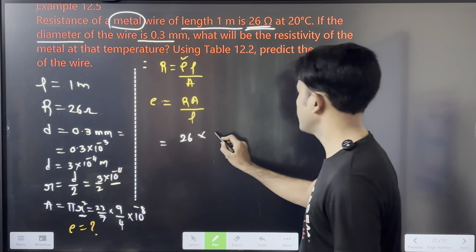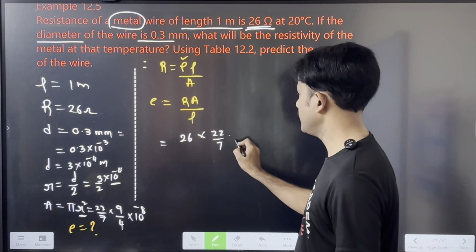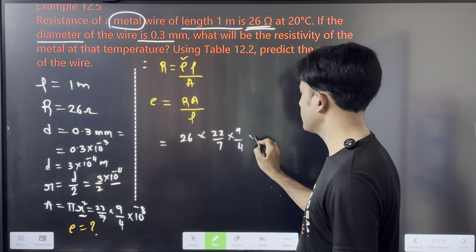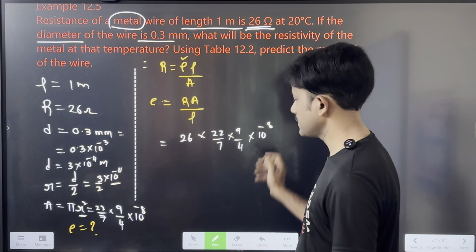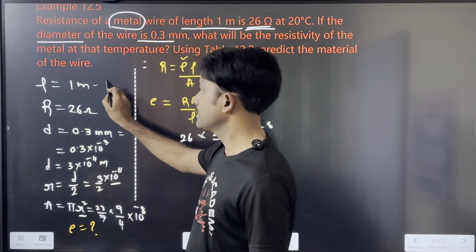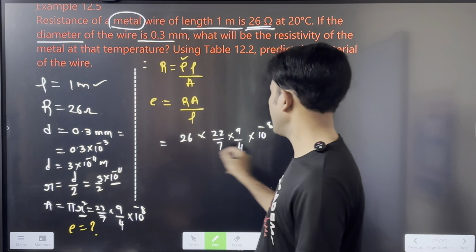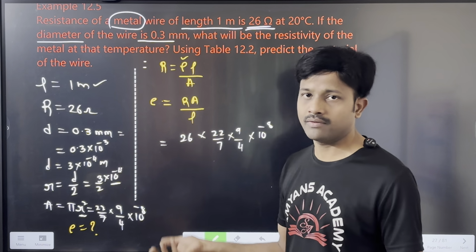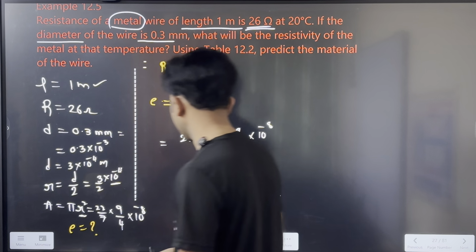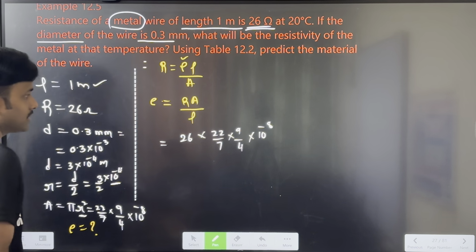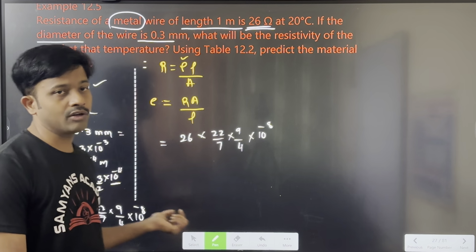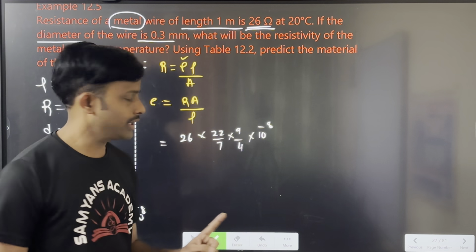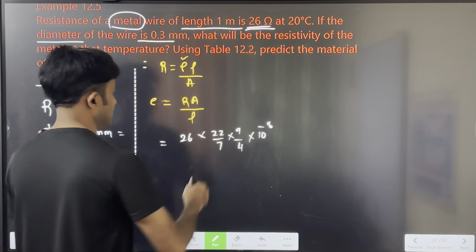That is 22 by 7 into 9 by 4 into 10 to the power of minus 8, and the length of the wire is 1 meter. So by 1, no need to take, by 1 is the same value, it will come. So when you do this you will get one value, and this value is matching with the table value. Just compare which material has this value.